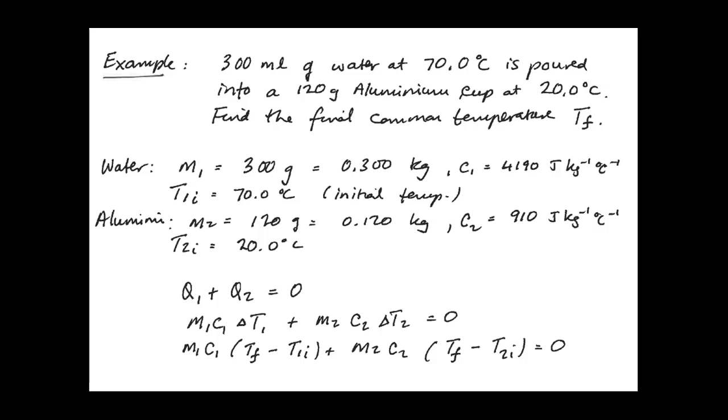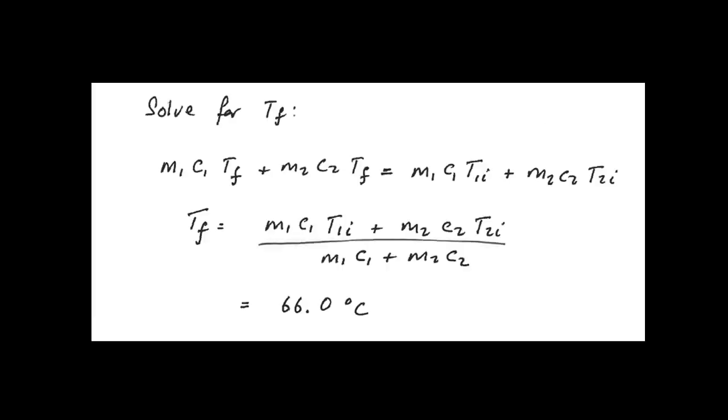So the change in temperature is final minus initial for both object 1 and object 2. And we have an equation, and we then solve for the final temperature TF, which turns out to be 66.0 degrees centigrade.